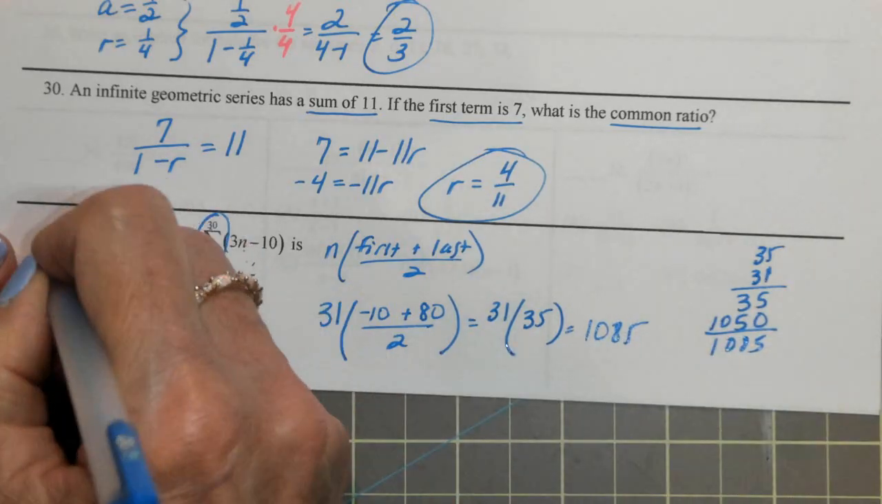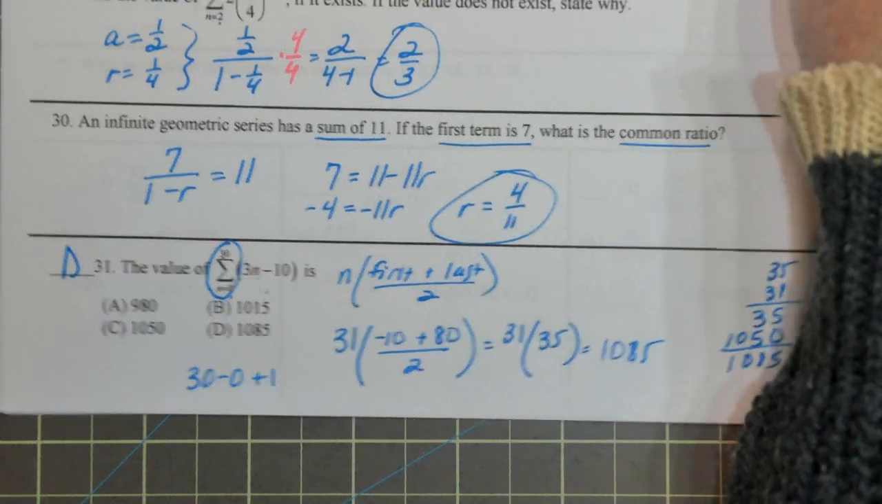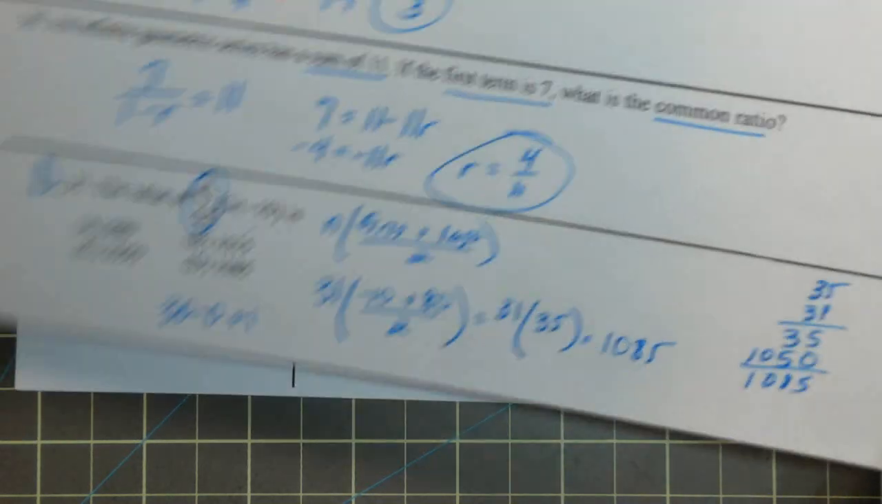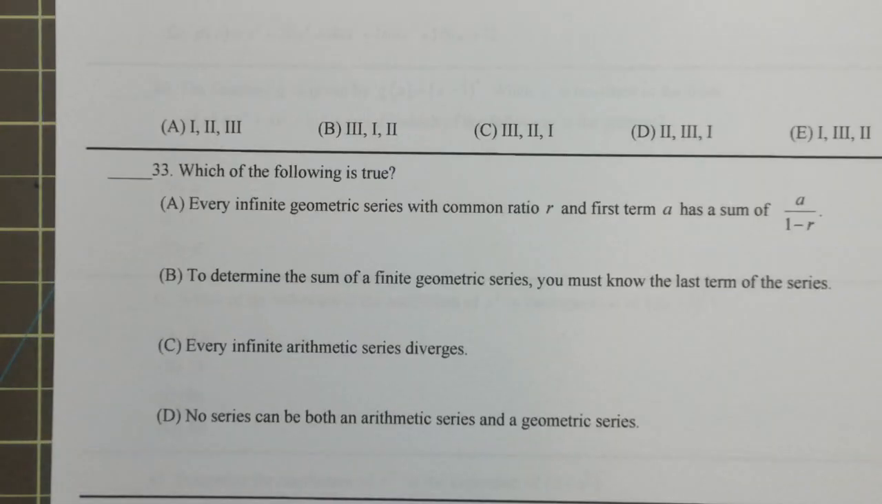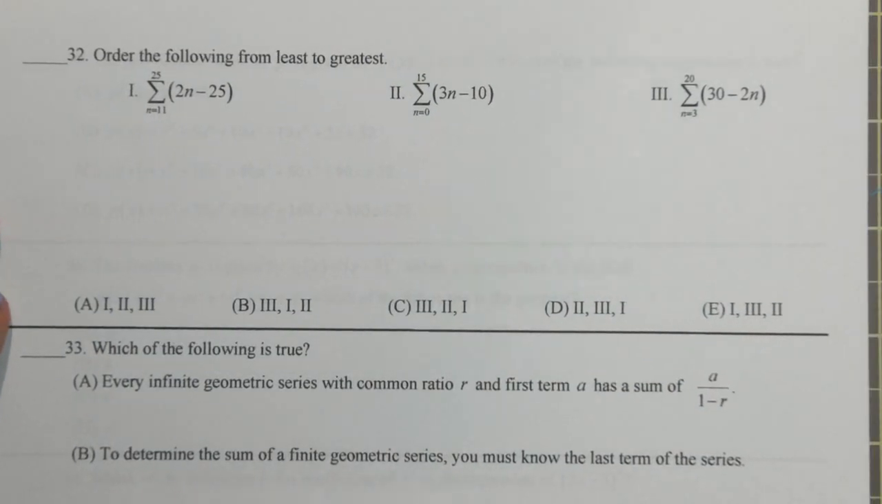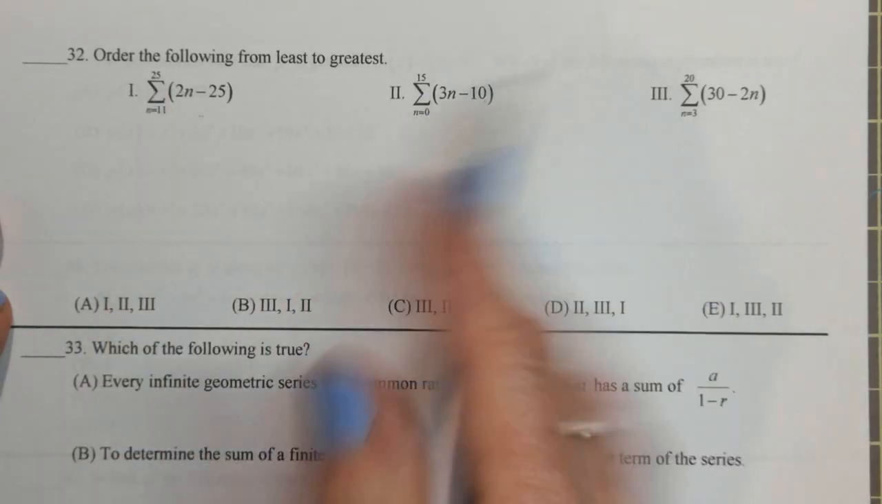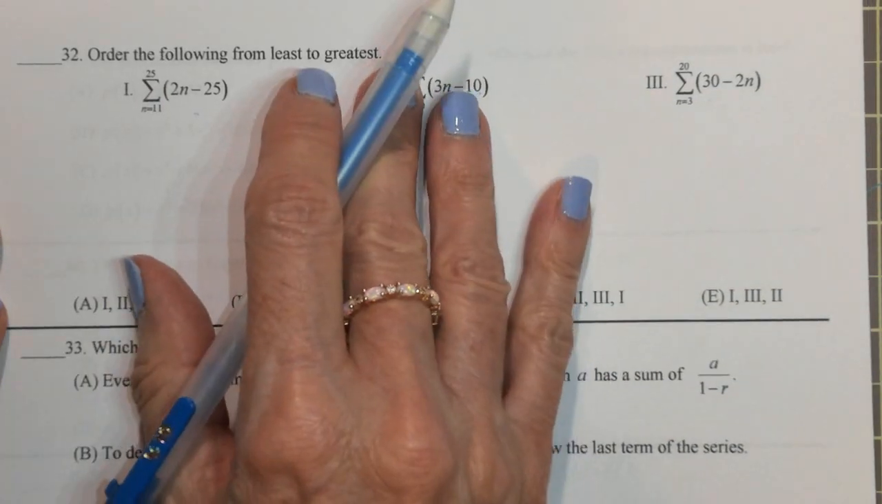$1085, so D is the correct answer. I do like having multiple choices for some of these problems just to confirm what I'm doing. Alrighty, order the following from least to greatest. Each of these is arithmetic, and they're all finite, so we're going to be finding some sums here.